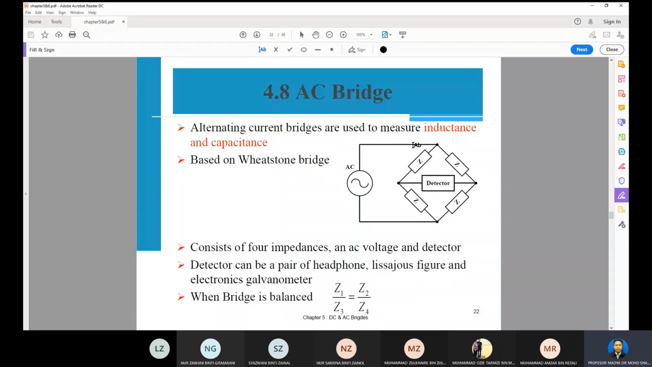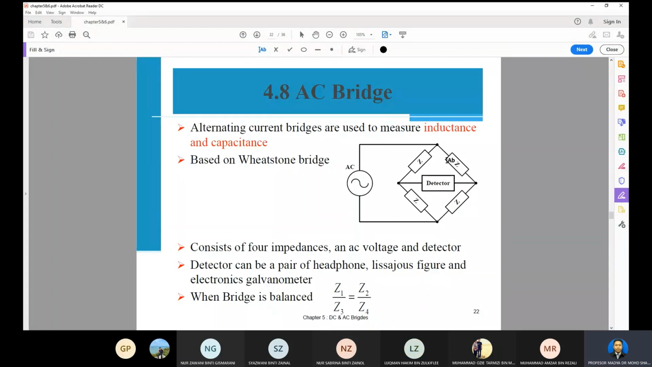That means the R is the real part, and the inductance and capacitance we call the imaginary part. That's why we call it the impedance: Z equals R plus J something, J inductance or J capacitance. Okay, that is the impedance. So this one will be similar.